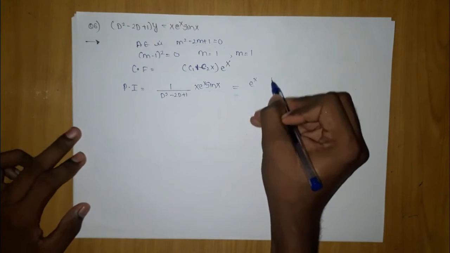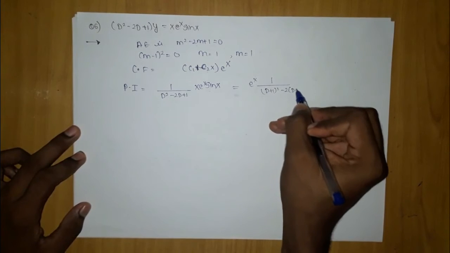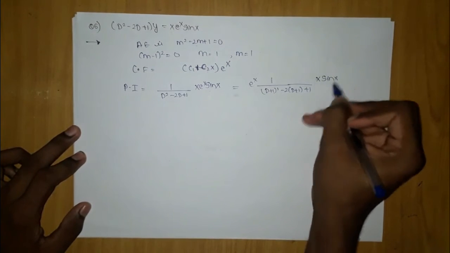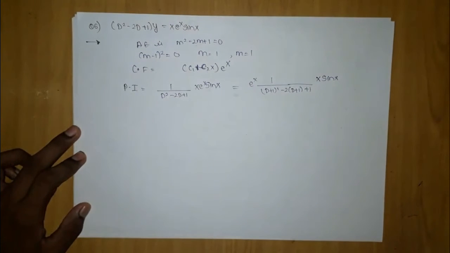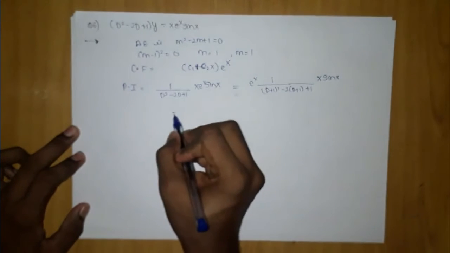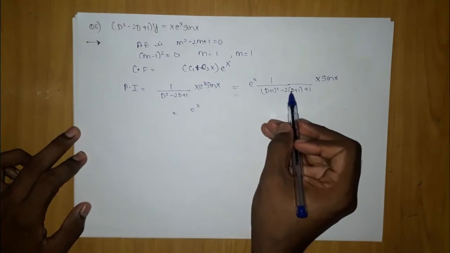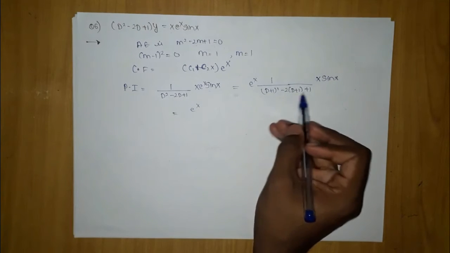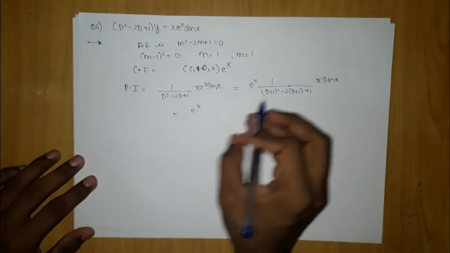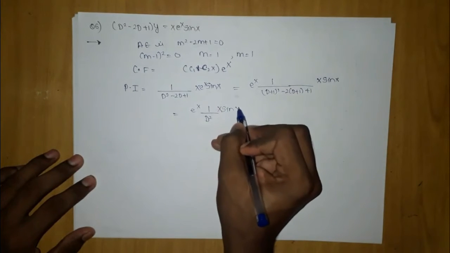So e^x 1/((D + 1)² − 2(D + 1) + 1) into x sin x, which is the required form we are dealing with in type 6. Now we will simplify this. If you simplify, D² + 2D will come, which will cancel out with this, and plus 1 and plus 1 will cancel out with this minus 2, and we are left with only 1/D² into x sin x.